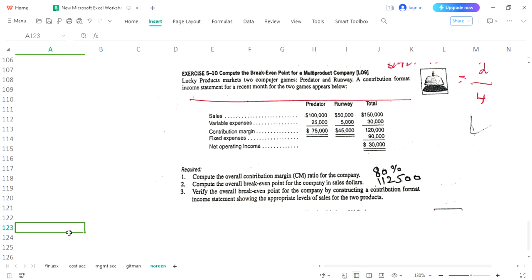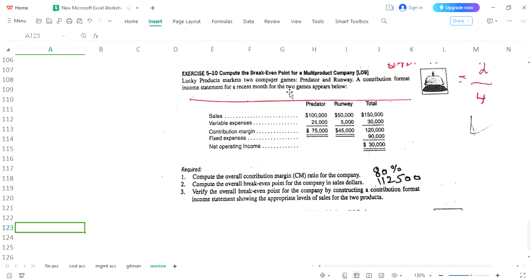Today's target is to solve question number 5.10. The chapter is cost profit volume analysis. We have already done 9 questions of this exercise and you are well familiar with the format, well familiar with the terms, and we will quickly see the terms which will be used in this question as well.